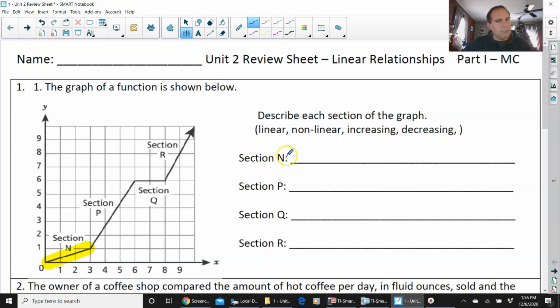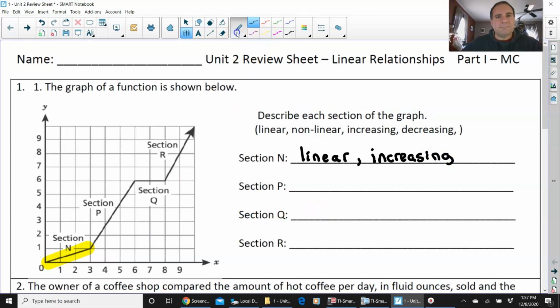So what is that? Is it linear? Nonlinear? So first, if you said linear, you're correct. Obviously, it's a straight line. That's why it's linear. And is that increasing or decreasing? Yep. Because it's going up from left to right, it is increasing. So that would have a positive slope.